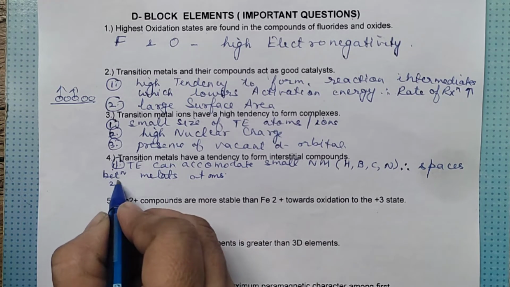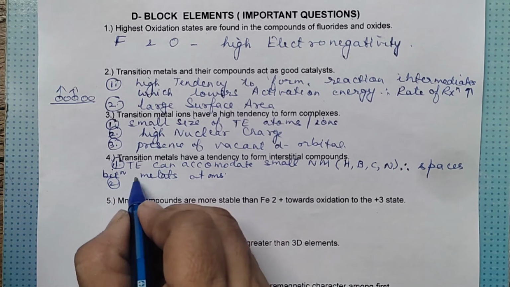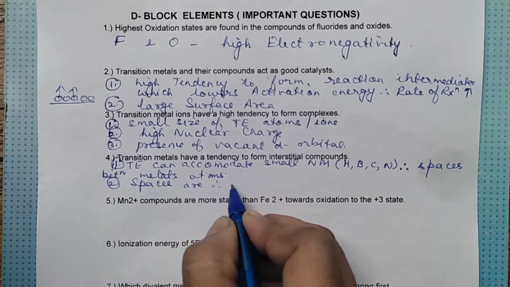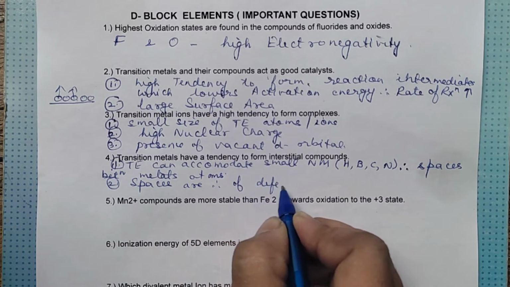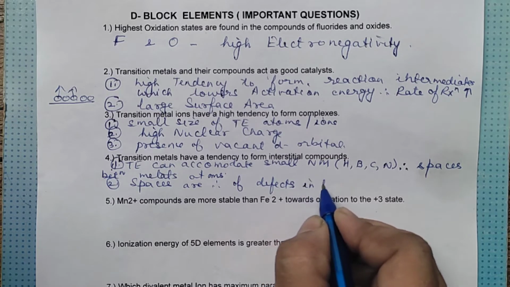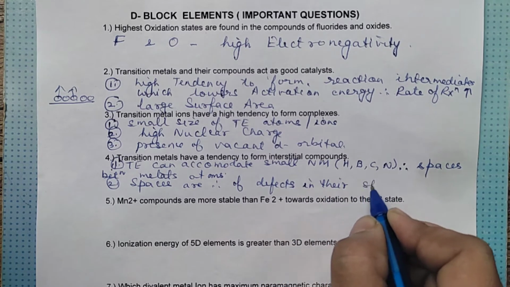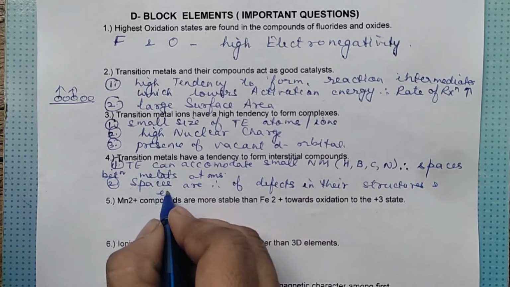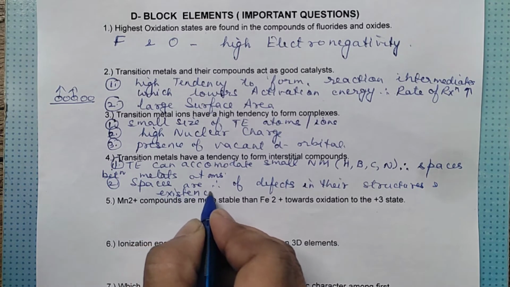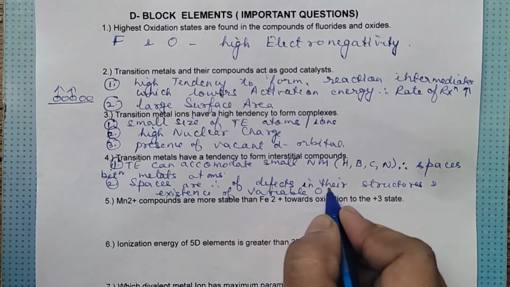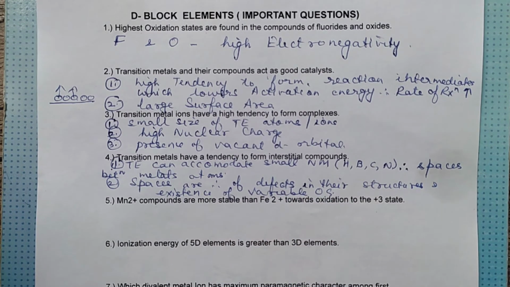The second point, you can further specify why there are spaces. The spaces are because of the defects in the structure. In solid state, we study there are certain defects in their structure. Because of the defects in the structure, there are spaces in between. And existence of variable oxidation state. So these reasons you are going to mention why they can form interstitial compounds.